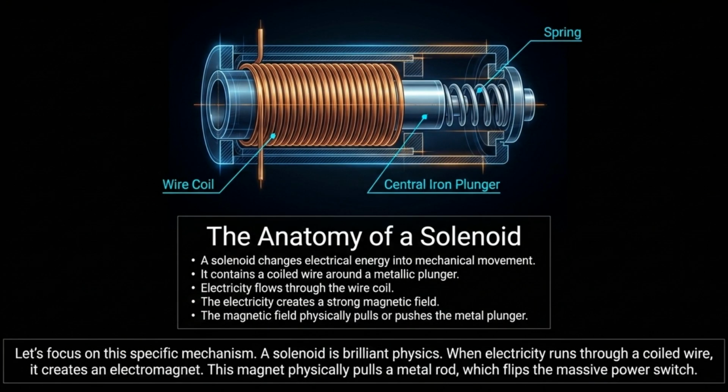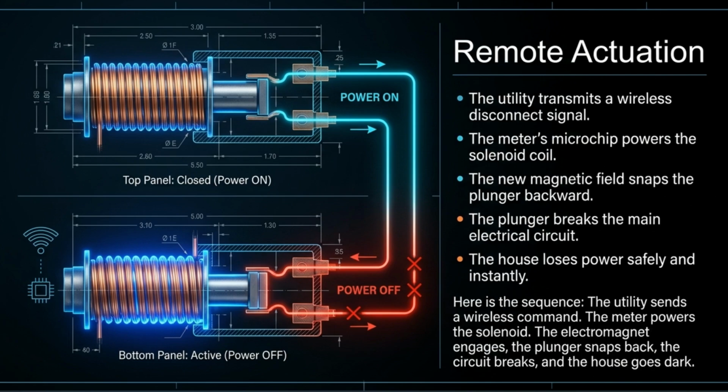A solenoid is brilliant physics. When electricity runs through a coiled wire, it creates an electromagnet. This magnet physically pulls a metal rod, which flips the massive power switch inside the meter. Here is the sequence. The utility sends a wireless command. The meter powers the solenoid coil. The resulting magnetic field snaps the plunger back. The circuit breaks, and the house loses power safely and instantly.